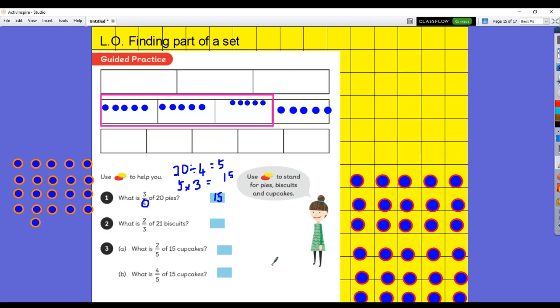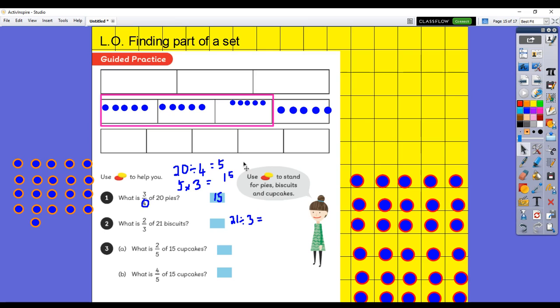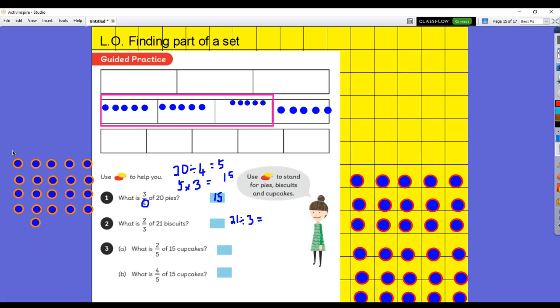Okay, so what is 2/3 of 21 biscuits? So let's do our calculation first. It'll be 21 divided by our denominator, which is going to be what? It's going to be 3. 21 divided by 3. So how many 3's go into 21? So let's do our 3 times table. Get your piano fingers out for me. 3, 6, 9, 12, 15, 18, 21. How many is that? That's right, we've got 7. Okay, so we're going to have 7 in each box.